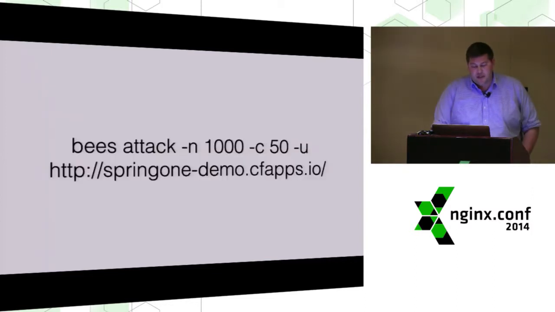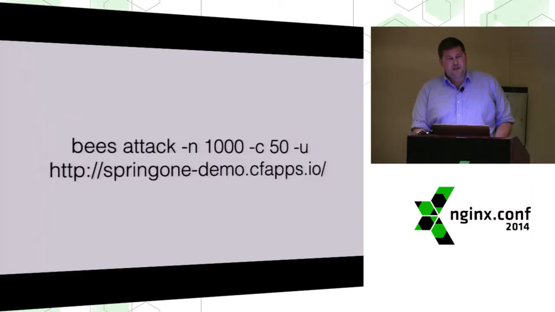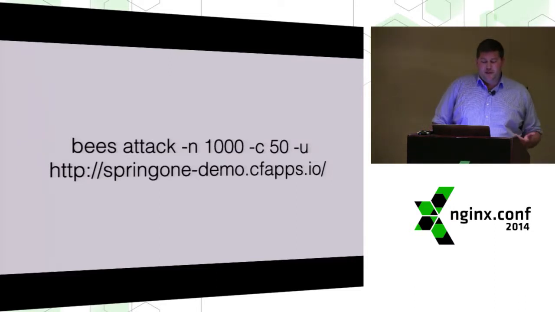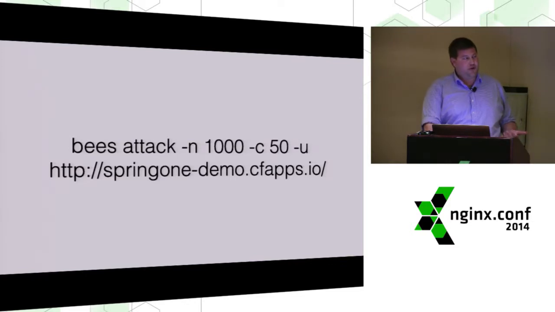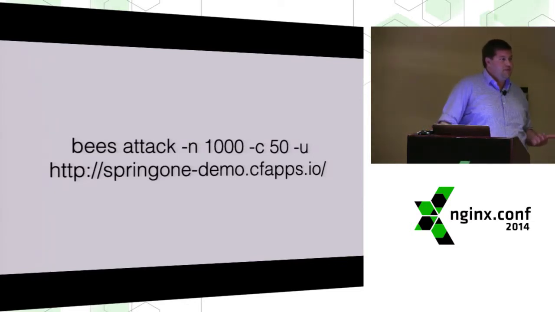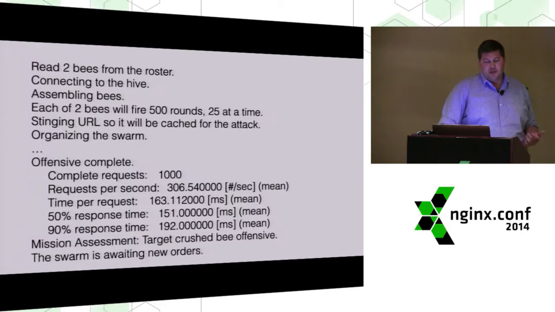Once you want to actually load test an application, it's as simple as bees attack, the number of requests, and the level of concurrency. Here I'm only using a concurrency of 50, which is nothing, but you can very easily crank this up to 5,000 or 10,000, depending on the number of nodes you have. So what's going to happen? It's going to read 2 bees from the roster, connect to the Hive, and assemble the bees. Each one of these 2 bees will fire 500 rounds, 25 at a time, so 50 concurrent requests, until the offensive is complete.